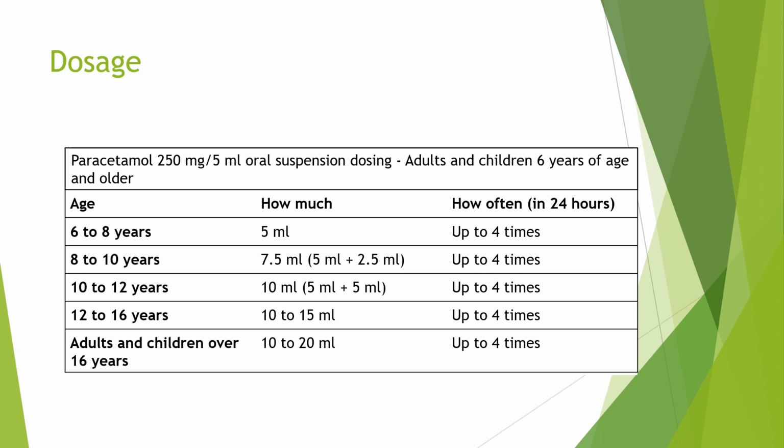We have paracetamol 250 mg in 5 ml oral suspension, for adults and children 6 years and above. So 6 to 8 years should take 5 milliliters up to 4 times a day. Then 8 to 10 year old children should take 7.5 milliliters up to 4 times a day. Then 10 to 12 year old children should take 10 milliliters up to 4 times a day. Then 12 to 16 year old children should take 10 to 15 milliliters up to 4 times a day. Then adults and children over 16 should take 10 to 20 milliliters up to 4 times a day.